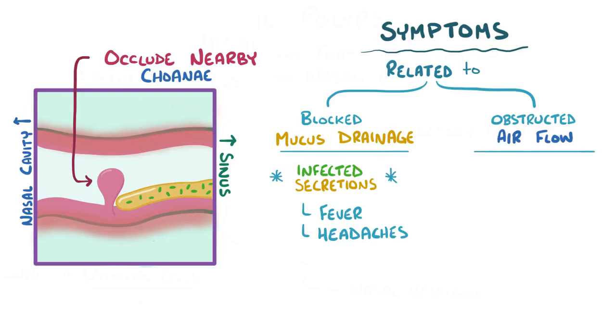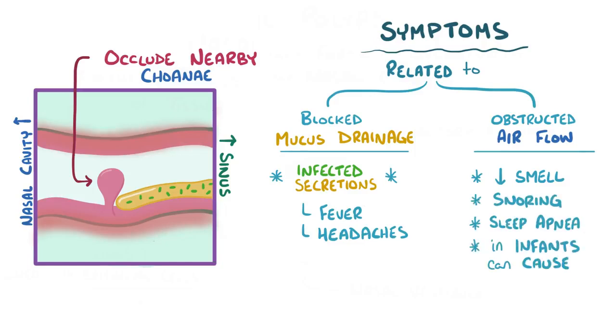Obstructed airflow can prevent air from reaching the olfactory region and decrease the sense of smell. It can also cause snoring and sleep apnea, and in young infants it can cause reduced levels of oxygenation, called hypoxia, which gives a bluish tinge to their skin color.